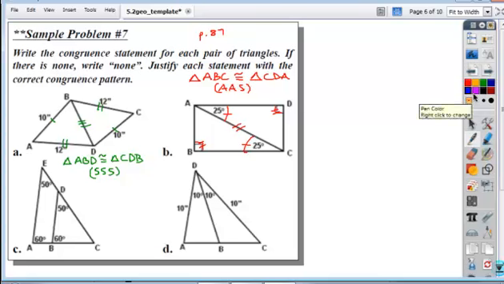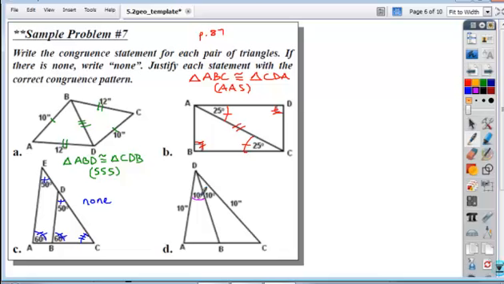Okay, the third one. Here we have 2 angles that match up. A second pair of angles that match up, and then angle C is shared by both of these triangles. Is AAA one of the congruence patterns? No. And so there's no other way to show this. You always have to have at least one side involved, so there's no possible way to show congruence of triangles in this figure.